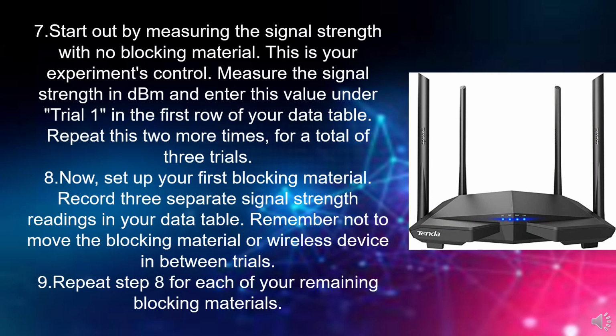So finally, start by measuring the signal strength with no blocking material, and this is the experiment's control. Measure the signal strength in dBm and enter the value in trial 1, and repeat this 2 more times to form a total of 3 trials. Set up your first blocking material and then check the readings. And remember that we do not have to remove or change the position of the blocking material or wireless device in between trials. At last, repeat the same steps for each of the remaining blocking materials.